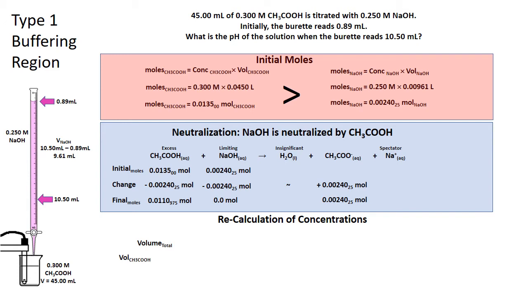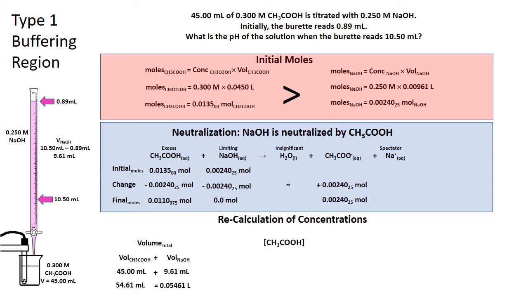And the new total volume will be that of the original acetic acid plus the amount of sodium hydroxide that we've added. Putting numbers in, we've got 45 milliliters plus the 9.61 milliliters of sodium hydroxide that we've added, and that gives us 54.61 milliliters, or 0.05461 liters. This is the volume now that must be used as we recalculate concentrations of various important chemical agents in this system. Let's have a look at the new concentration of the acetic acid.